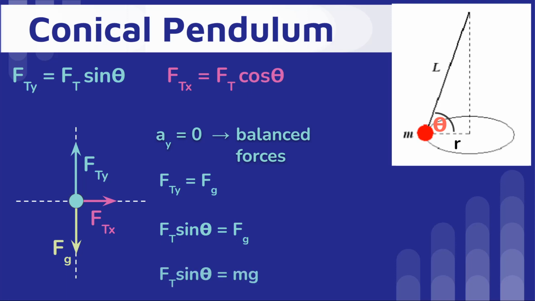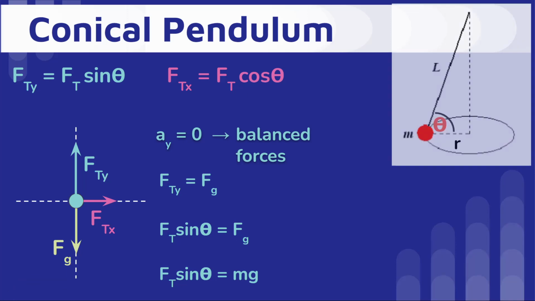I can substitute in mg here. So now I've got it where I could plug in mass, gravitational field strength, and angle, and my force of tension if I had those numbers. I'd be able to plug any of those in there.